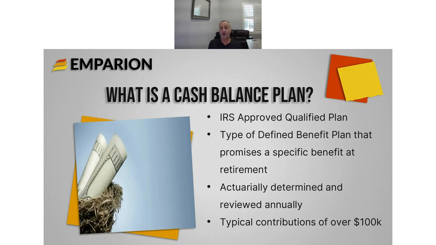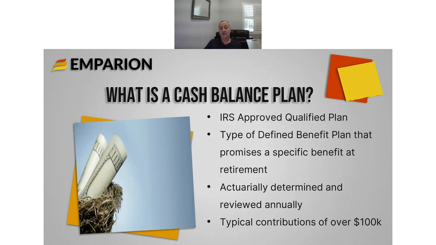So you have to have an actuary review and sign off on the plans. And again, typical contributions, these plans are over 100,000. Generally speaking, what we find is that most of our clients are doing 150,000 plus or so with these plans.